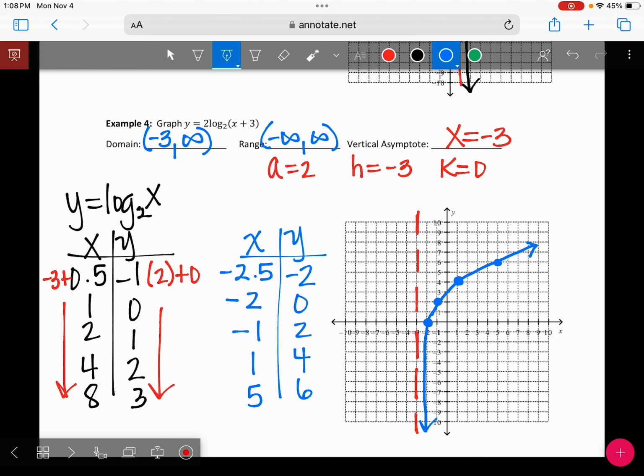All right, we're going to end with example 5. And then I will show you your quizzes, and we'll talk about the lesson for tomorrow a little bit.